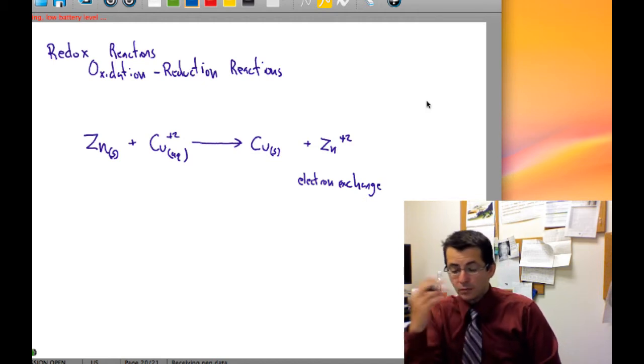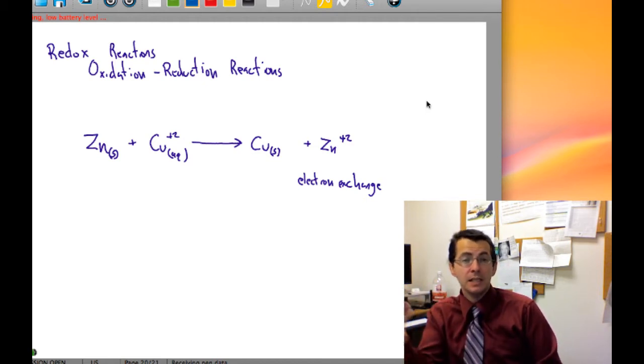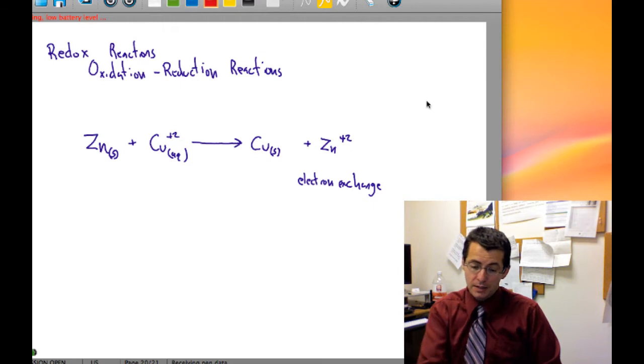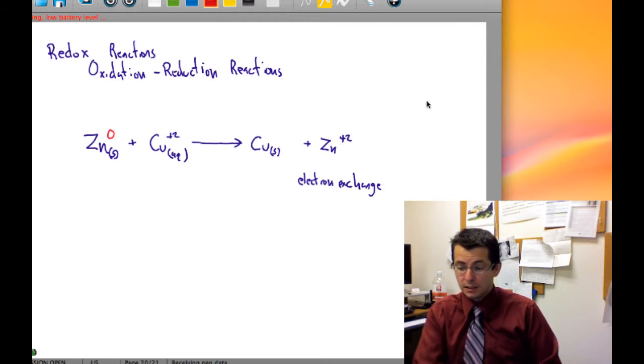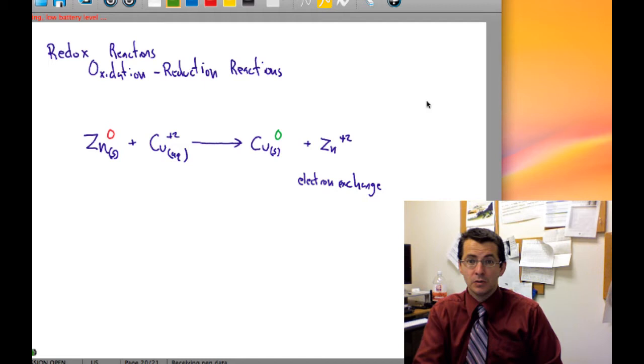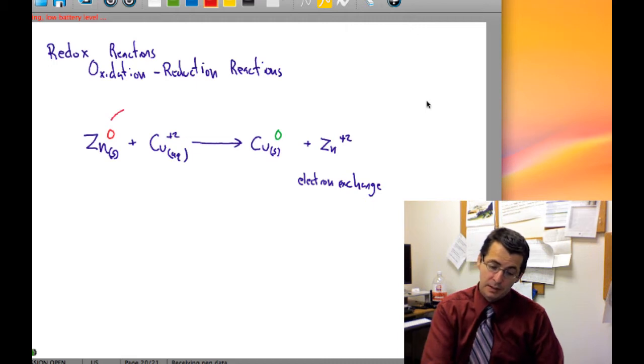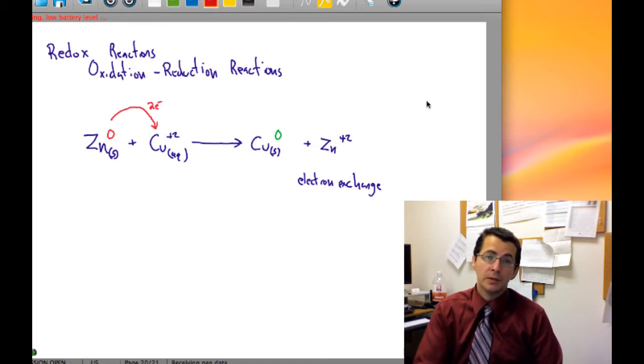Now, in this example, it's much easier to see the electron change. This zinc has no charge. This copper has a +2 charge. And then in the products, we now see that the copper now has a 0 charge and the zinc has a +2 charge. So somehow the zinc has given up electrons. It's given up 2 electrons to the copper.